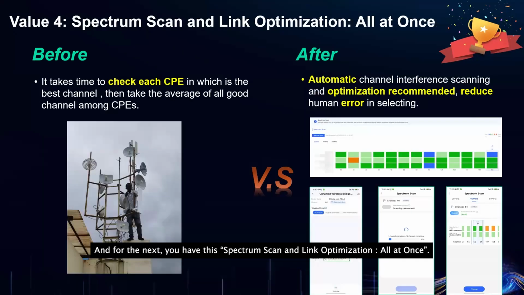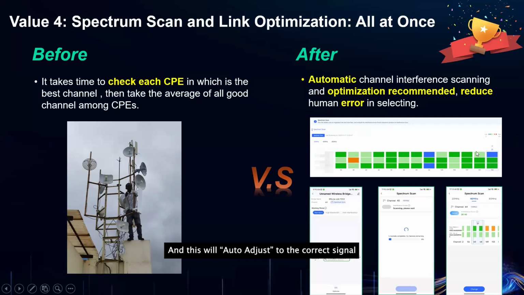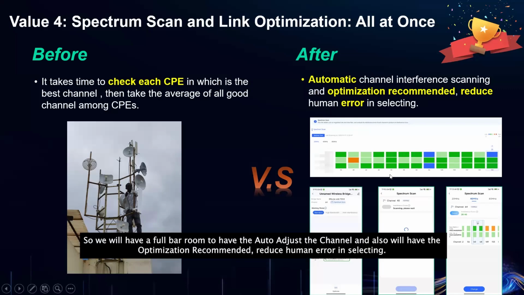For the next one, you have fraction scan and also link optimization all at once. As we just mentioned, it is able to scan whether there are signals around this wireless bridge, and it will auto-adjust you to the correct signal, the channel that not many people utilize. Yeah, so we have a full band group. It provides automatic channel and optimization recommendations and reduces errors in selection.